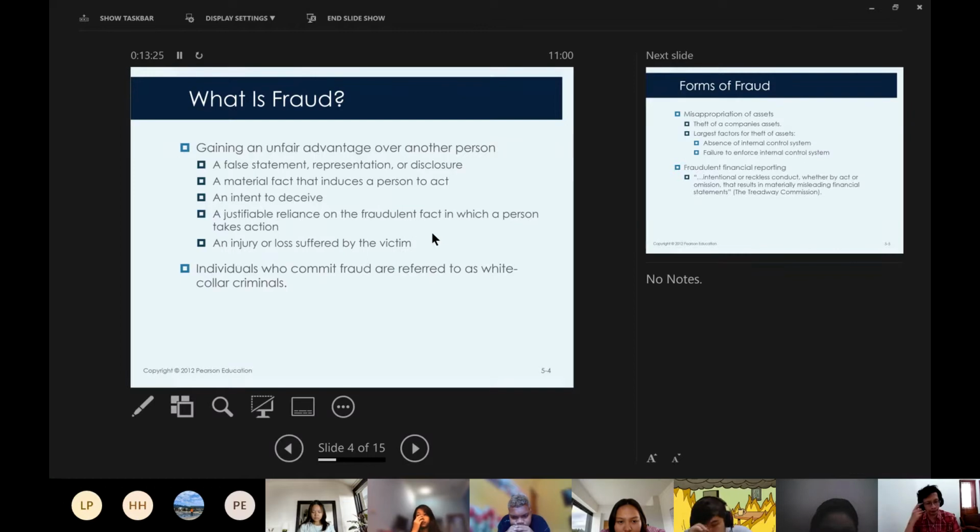If I said to you, I'm rich, I have 10 billion US dollars in my pocket, that's a false statement, obviously. But it's not a fraud. Why? Because nobody will believe me.